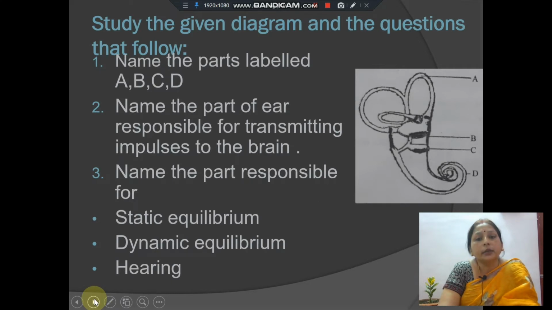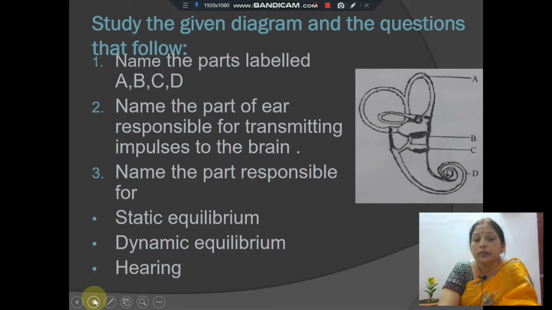Study the given diagram and the questions that follow. Now you can see the diagram given beside. Name the parts labeled A, B, C, D. A is the semicircular canal, B is the utriculus, C is sacculus, and D is the cochlea. Name the part of the ear responsible for transmitting impulses to the brain. The part responsible is the auditory nerve, and it connects the cochlea to the brain. Name the part responsible for static balance. The part responsible for static balance is the vestibule, which is the sacculus and utriculus.